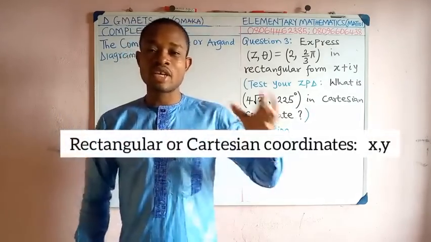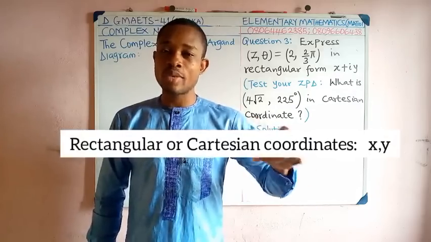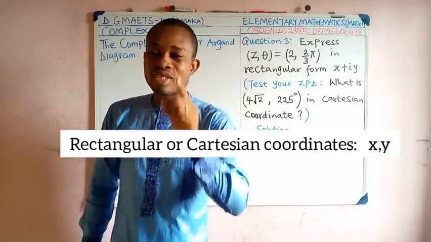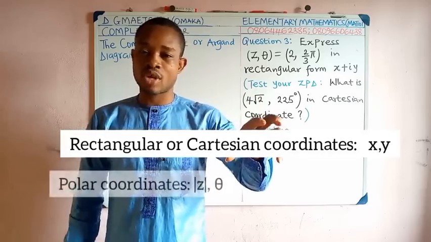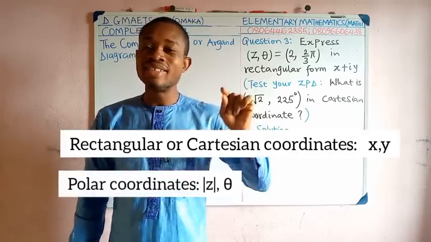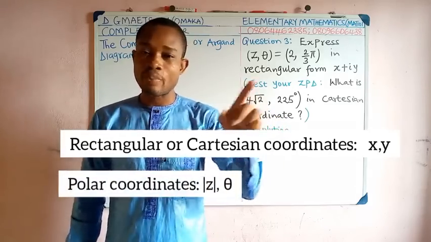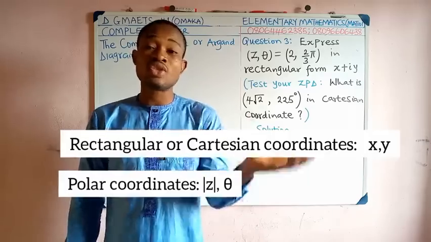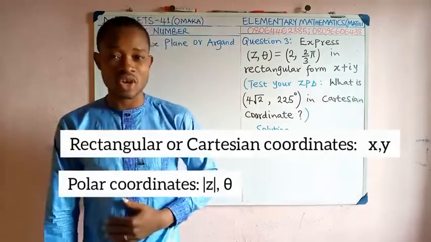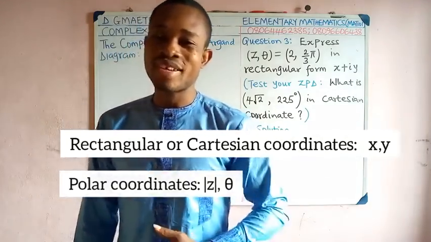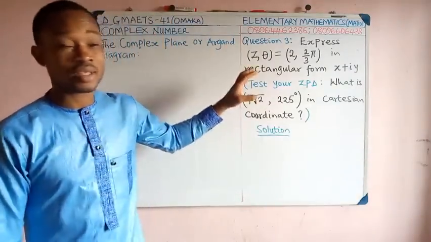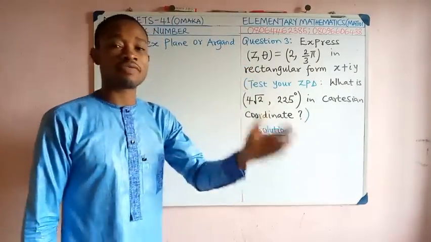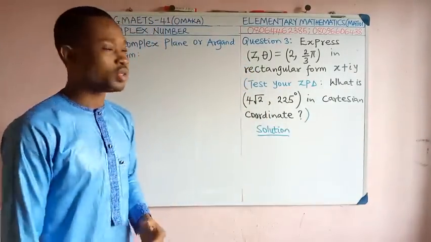This can be converted to polar coordinate. When dealing with polar coordinate, we deal with the modulus of the complex number and the polar angle. That is simply z, theta. So one can convert between these two, from one to the other and vice versa. Is that okay? That is why we've got this question here, because it's important for you to know how to convert from one of the coordinates to the other.